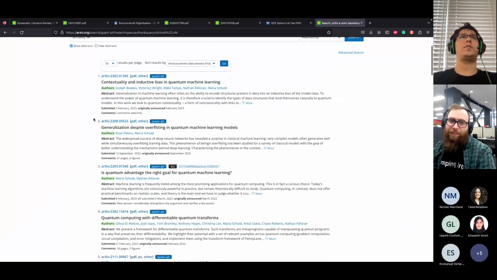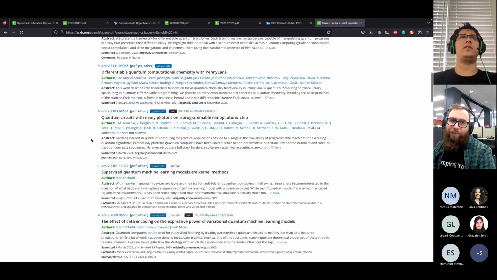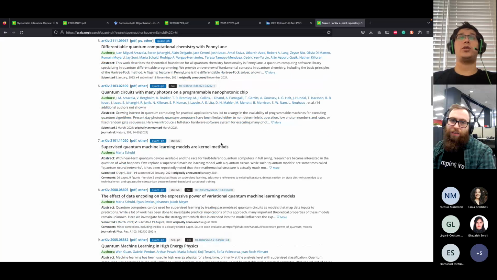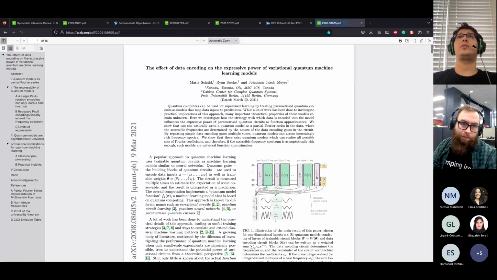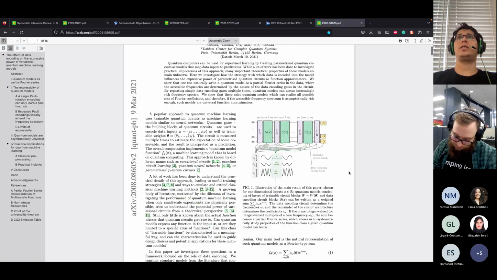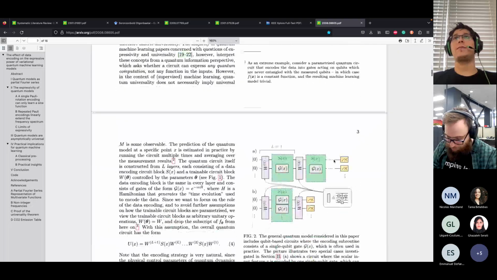This researcher is from Toronto. She has a lot of papers on quantum machine learning. They're pretty good. Let me show you this one: the effect of data encoding on the expressive power. If I go to the paper, you can see she does a Fourier analysis of what happens to the data when you put it several times in a layered fashion into your circuit. So that helps in theory.